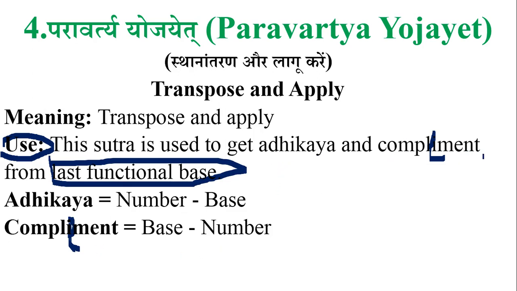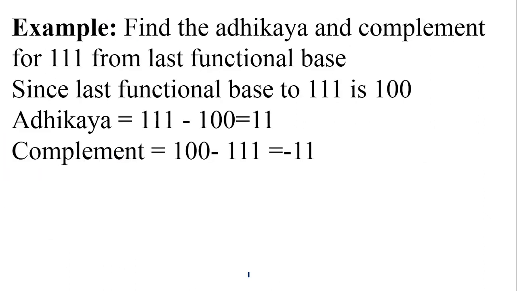So guys, you have to calculate adhikya and complement. If you want to calculate adhikya, you have to use the number. This is the formula: number minus base, this last functional base. And if you want to calculate complement, you will have to use base first: base minus number. Let me show you here right away with an example.